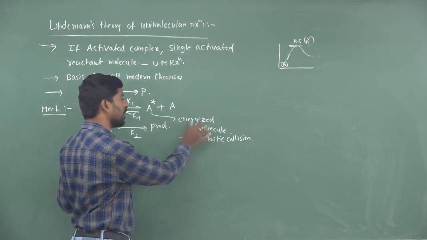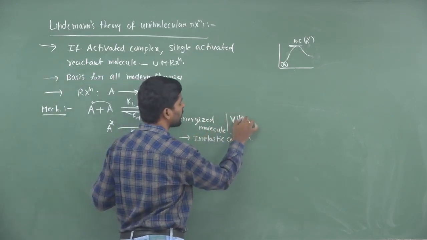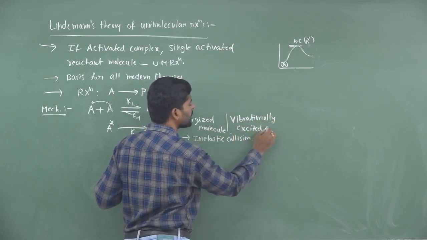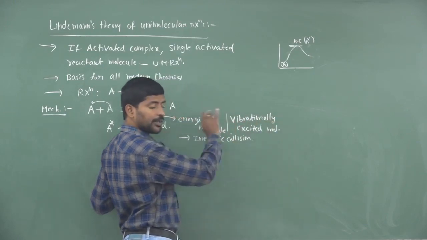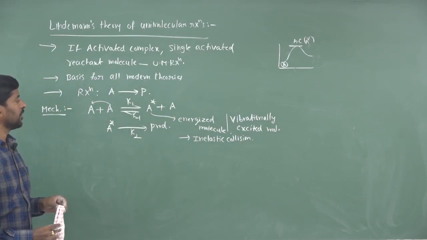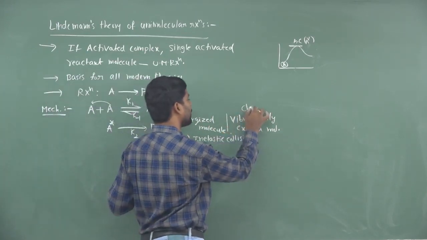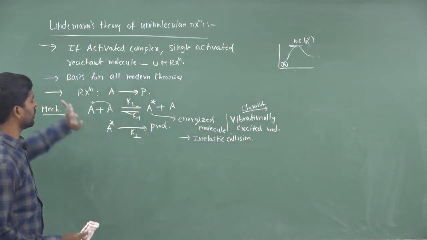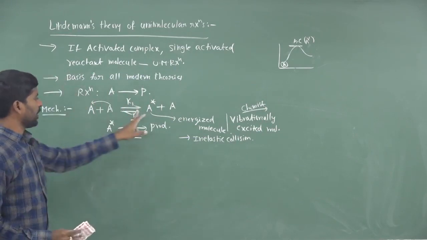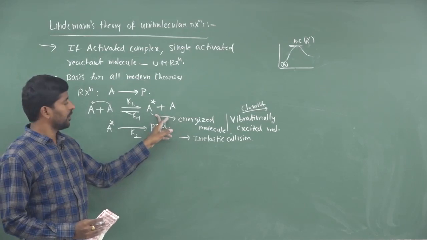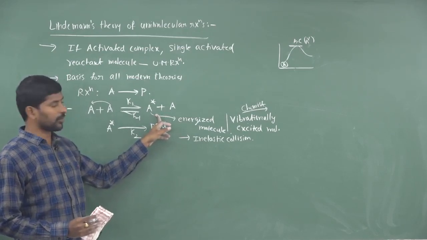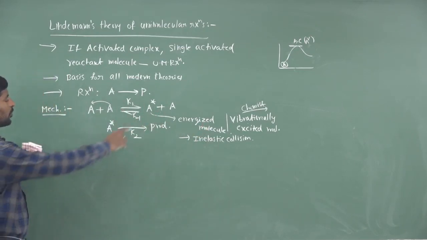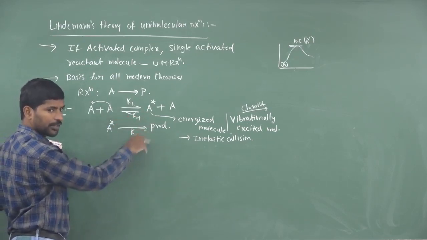So in an inelastic collision, the energized molecule, that is the vibrationally excited molecule, has its vibrational energy increased. Some of the kinetic energy is converted to vibrational energy. This question was given in the TS Genco chemist exam, based on that concept. This is the vibrationally excited or energized molecule we are getting. Since kinetic energy is converted to vibrational energy, this is an inelastic collision. Now this participates in a unimolecular reaction to give product. This is the mechanism proposed.